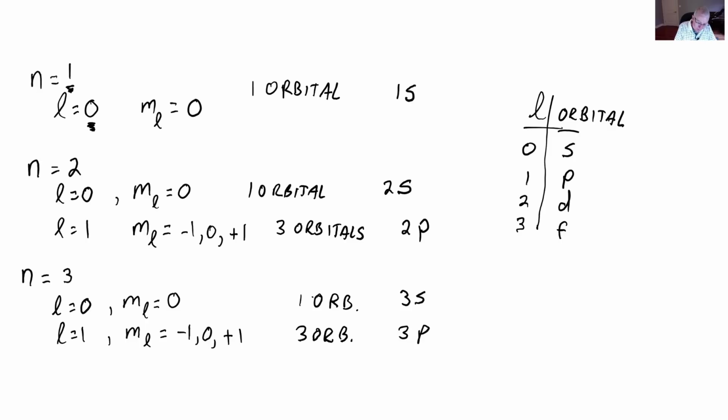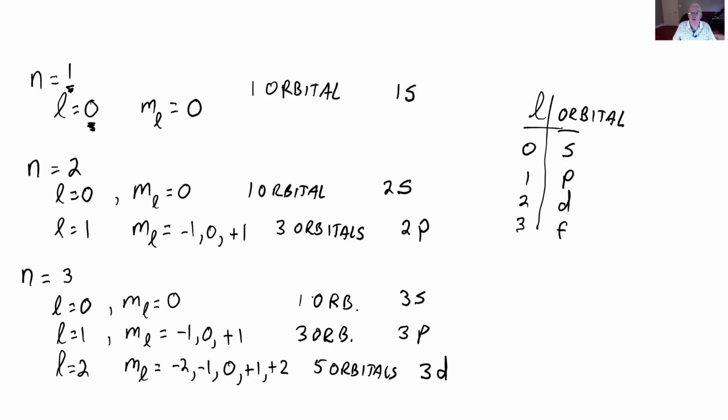And now I have another possibility, because with n equals 3, I could go up to L equals 2. That'll give me m sub L going from minus 2, minus 1, 0, plus 1, or plus 2. So that's 5 more orbitals. And those collectively would be called a set of 3d orbitals, according to my chart up there.